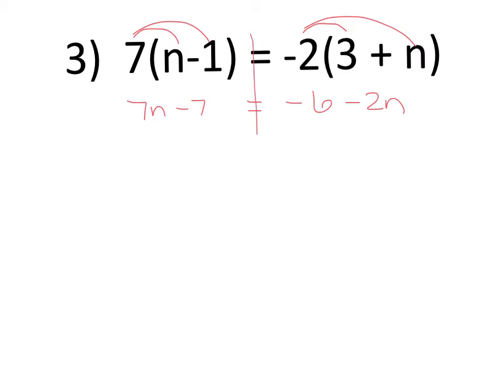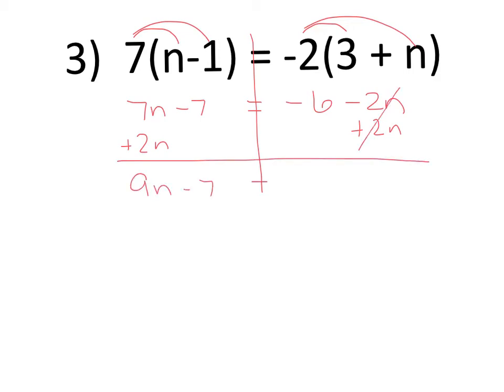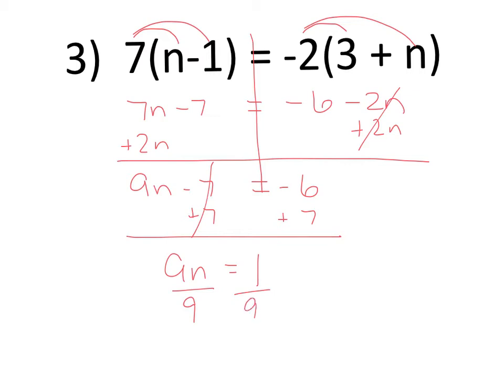Again, if you need to draw that wall, draw the wall. And again, it doesn't really matter, I can move the 7 or the -2. I'm going to go ahead and push the 2 to this side just to keep it kind of positive. So I'm going to add the 2n's to both sides so that these cancel. So I have 9n minus 7 equals -6. Add the 7. So 9n equals a positive 1, and then divide by 9. So my final answer will be 1/9.